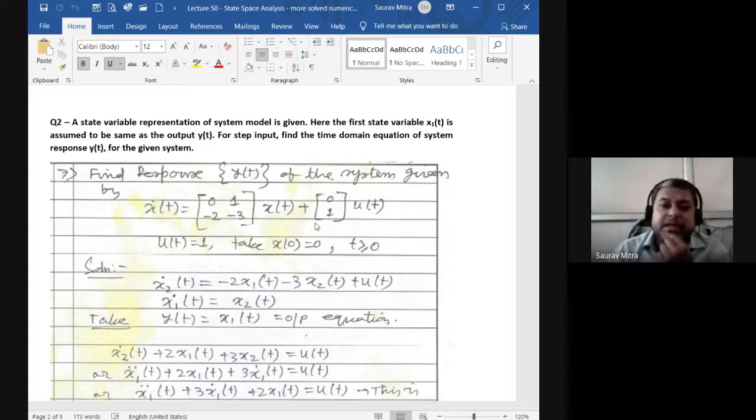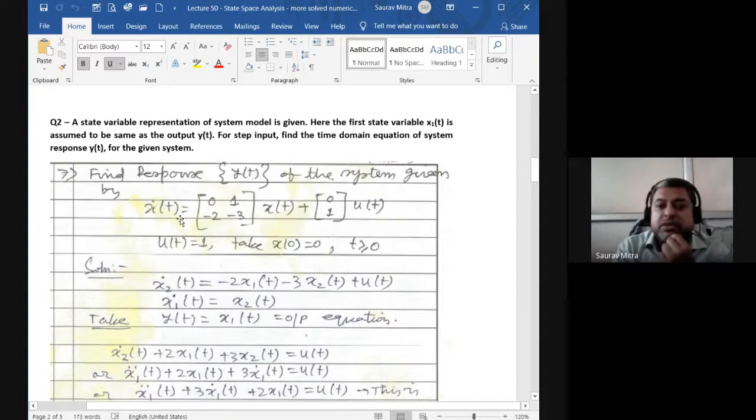So what you find is A matrix is 0, 1 and minus 2, minus 3, 2 cross 2. You are finding that B matrix is 0, 1. That means in x1, the ut part is not there, because while you are writing the x1 equation, that is the top row of the A matrix and B matrix. So x1 dot t is equal to x2t, because it is 0, 1. So there is no x1, there is no ut in the x1.